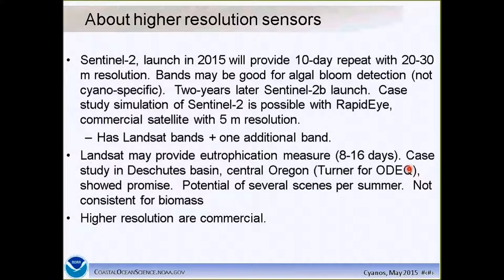Right, okay. Higher resolution sensors. Probably the two most important on this are Sentinel-2 and Landsat. Sentinel-2 is the European Space Agency's equivalent to Landsat. The first one is supposed to be launched next month. Launch date is the 12th or 13th or something. It has an extra band that Landsat doesn't have that will help with biomass.